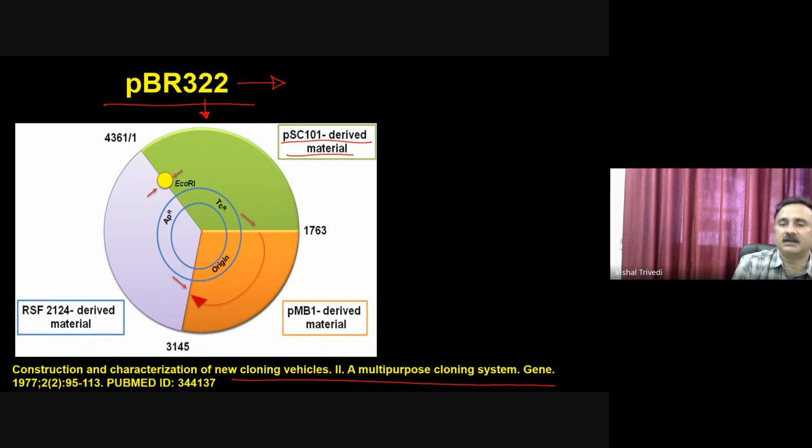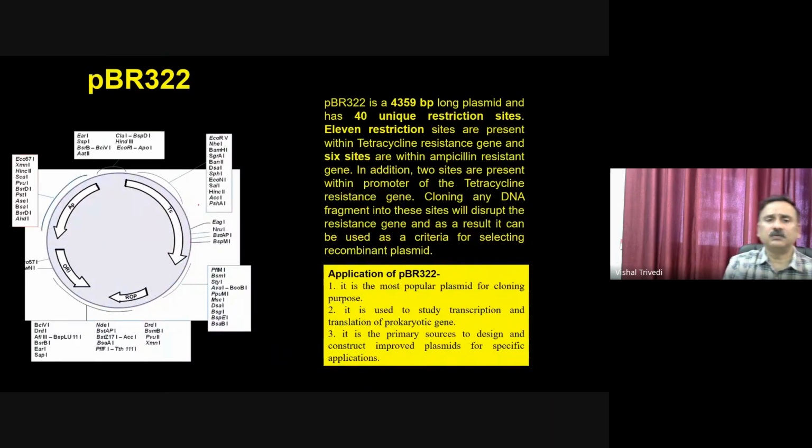So it has taken the pSC101 derived material. Then they have taken the RSF2124 derived material, and this is also called pMB derived material. So there are plasmids which are present in the bacteria, right? They have taken the individual components from these and developed pBR322. And pBR322 is a 4,359 base pair long plasmid, and it has 40 unique restriction sites.